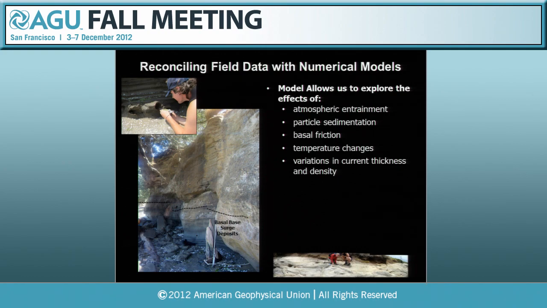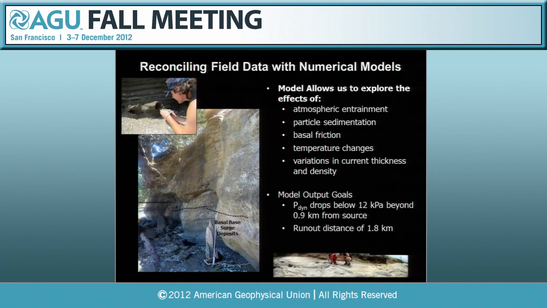deposits alone. So in order for our model to make sense, or for model success, we need to produce dynamic pressures of above 12 kilopascals about 0.9 kilometers from source, which drop below that point afterwards, to knock down the trees but leave them standing beyond this point, and run out distances of 1.8 kilometers.